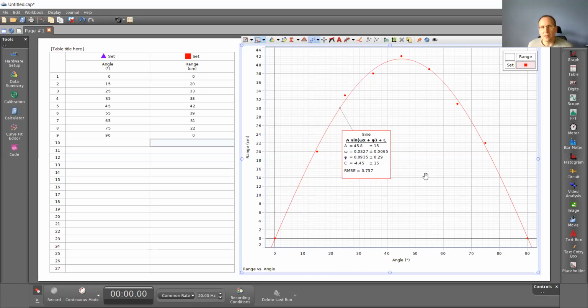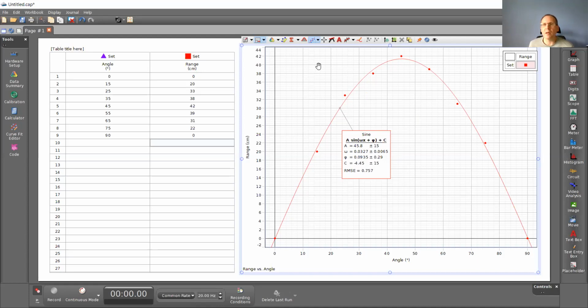Now, what the question is asking for is the maximum range, experimentally, based on our experimental data, and then what is the angle that it occurred at? To answer that question, after we do this sine fit, we want to find the peak of our curve. Not the data point, don't use that data point. Find the peak of the curve here.